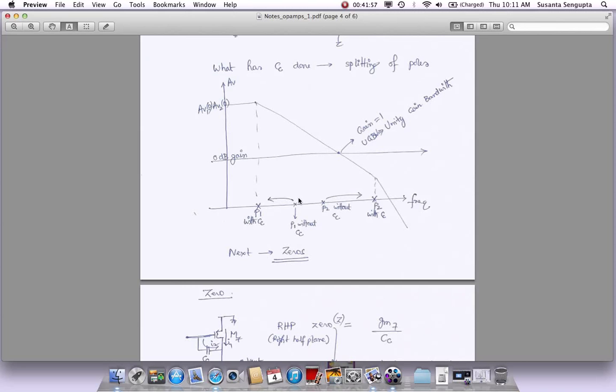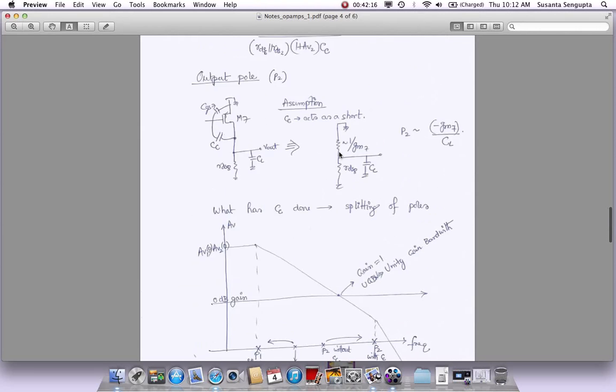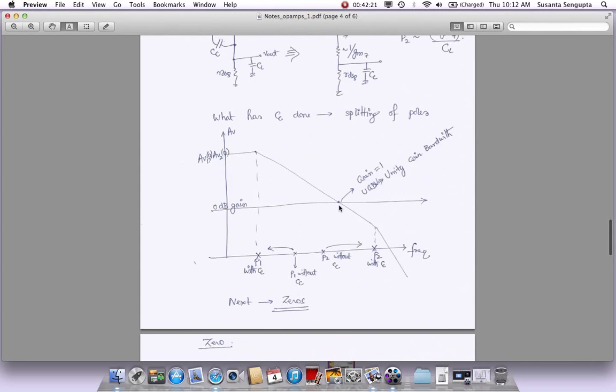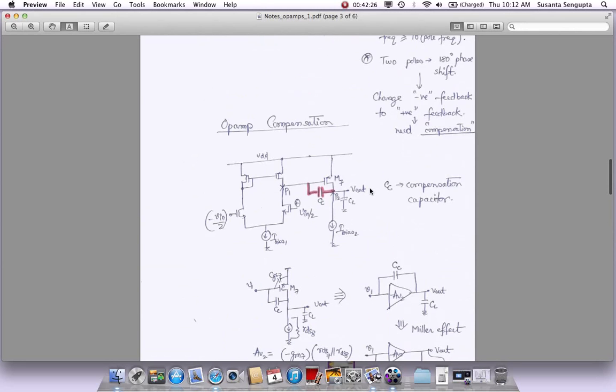It has pushed one pole inside and one pole outside. This frequency point where the gain becomes equal to 1 is called UGBW, unity gain bandwidth frequency. There is a way you can represent it in a very simplistic way. I forgot to write it in this picture, but this unity gain bandwidth also has a very simple expression, which is GM of this device. Let's say this device is same as this device, you can pick any one. So this GM divided by CC is going to become the unity gain bandwidth.